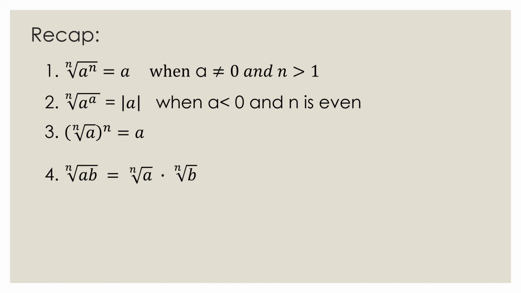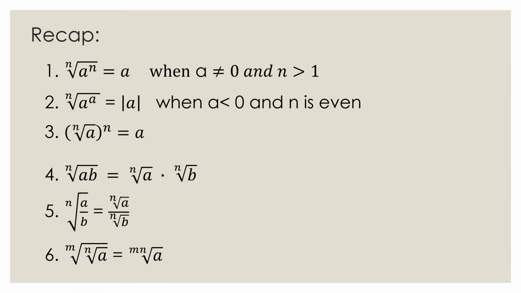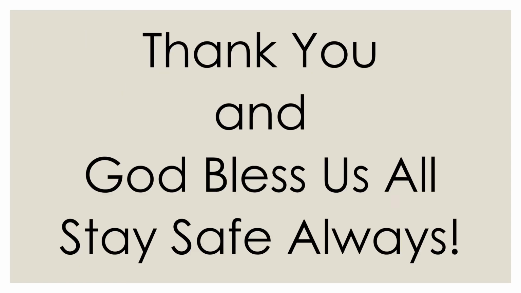Number 4, the nth root of ab is equal to the nth root of a multiplied by the nth root of b. And 5, the nth root of a over b is equal to the nth root of a over nth root of b. And number 6 is the mth root of nth root of a, that is equal to mn root of a.